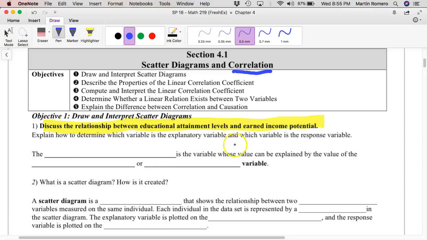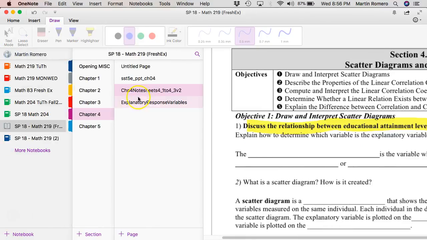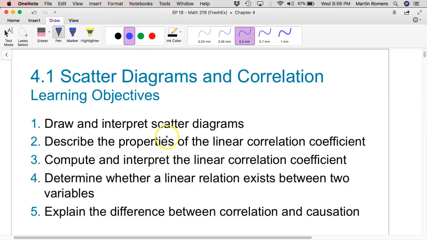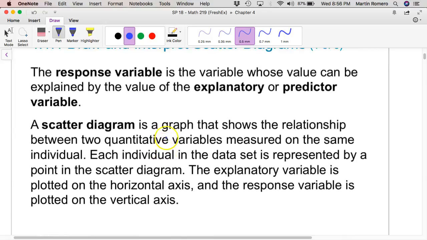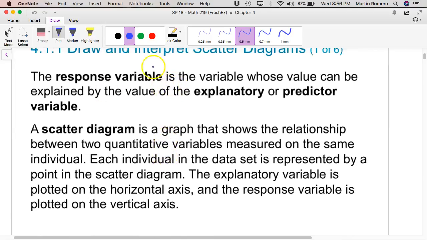And in this case, when we think about these relationships, we think about one of them being what's called the explanatory variable and one being the response variable. So in these cases, to help fill out your note sheets, the response variable is the variable whose value can be explained by the value of the explanatory or predictor variable, right? And so that's what you would put into there.